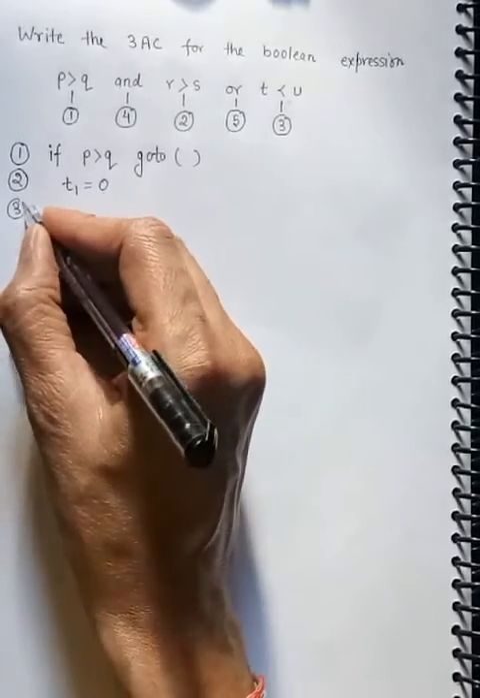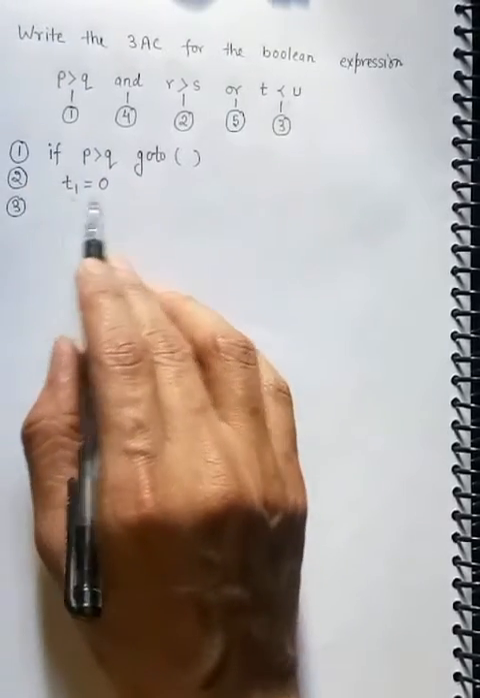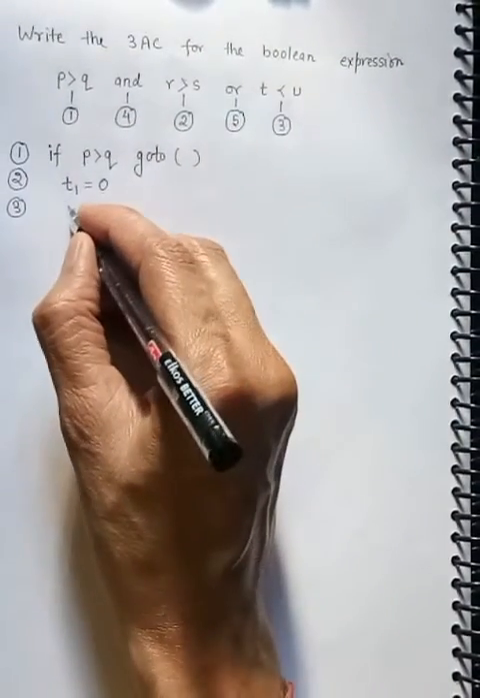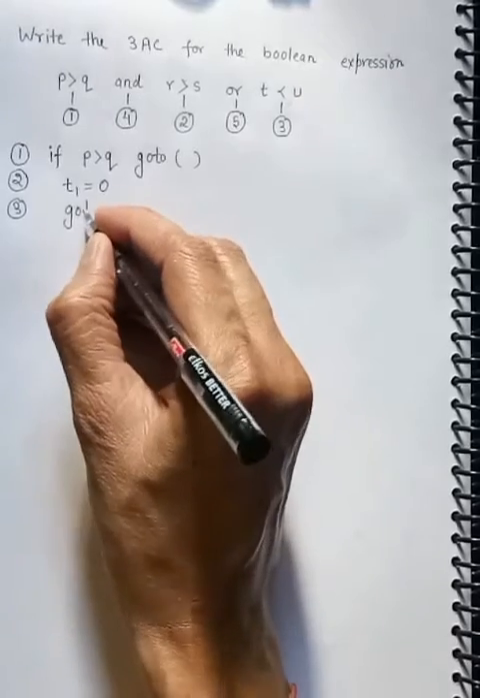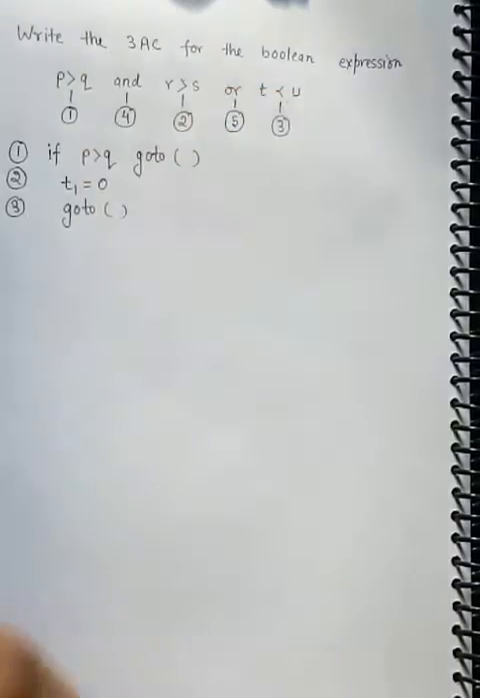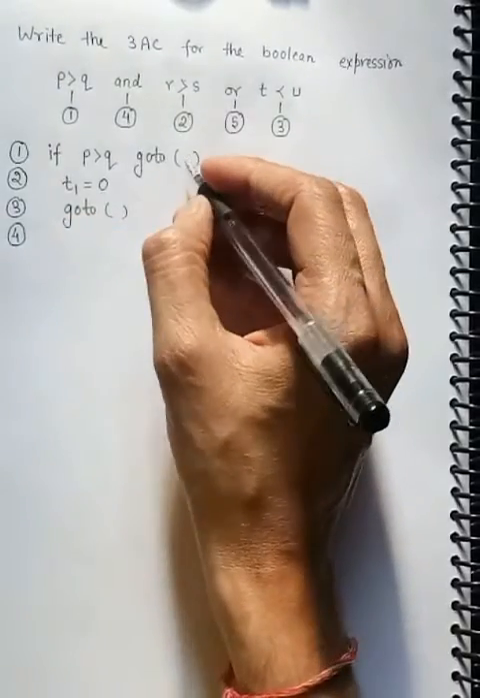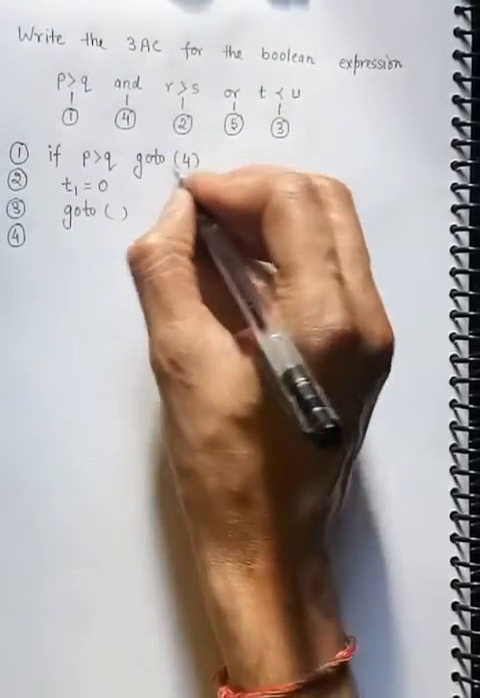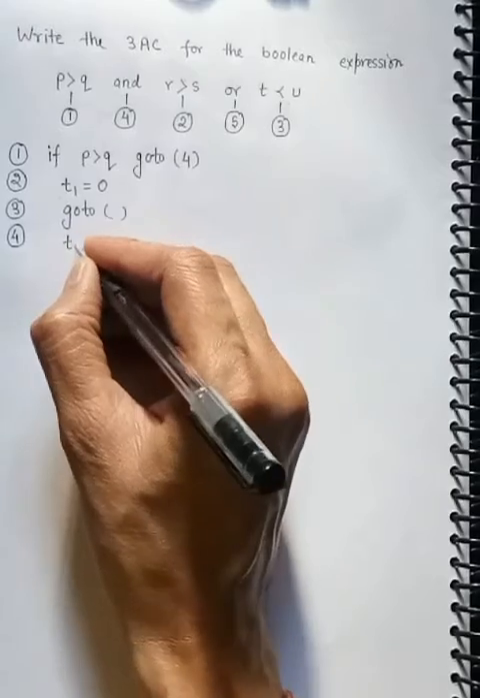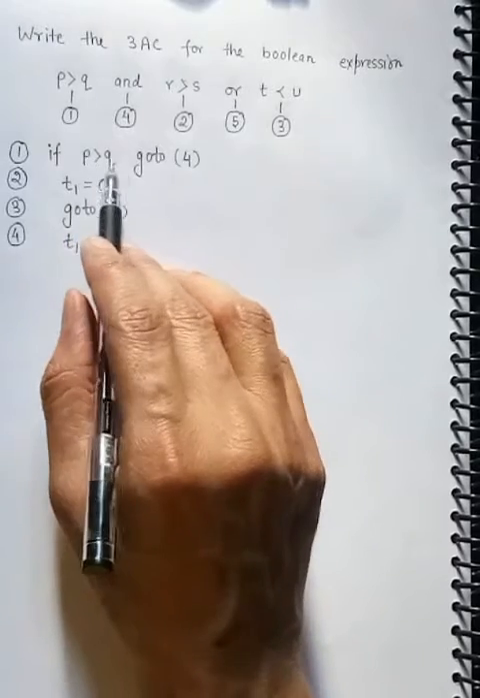The next step is that if p greater than q's value is false, meaning t1 value is 0, then our next task is to perform r greater than s. So we will move our control from this statement to another statement where we are evaluating r greater than s. The next three address code is the fourth step. So right now we are defining the label of p greater than q and go to label 4, and here I am assigning the temporary variable t1 a value 1, because at that time the p greater than q condition is true.